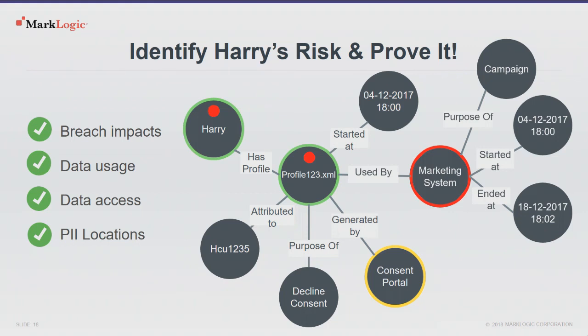Harry. Now, if his data had not been protected with element level security, we would have had to report that breach to him. But because we knew that the marketing system, through that API, did not have access to his personal information, we know that although there was a breach there, it didn't actually compromise him.